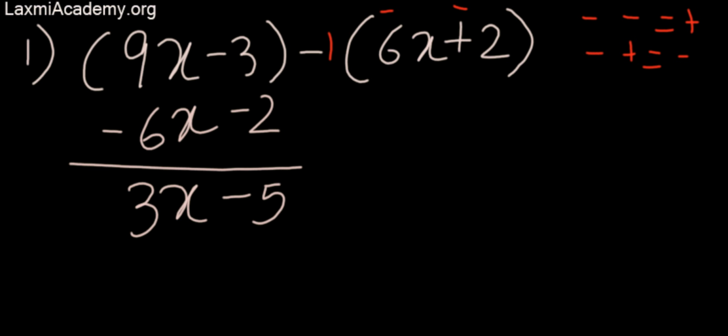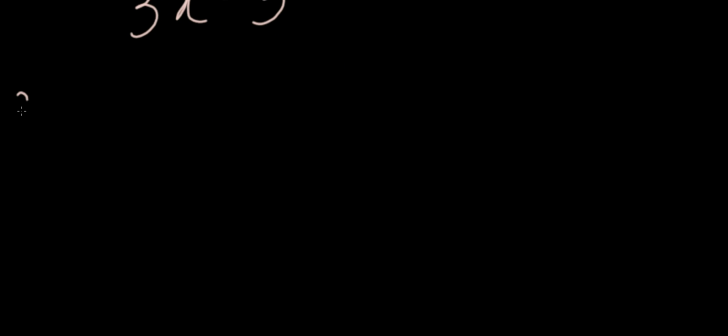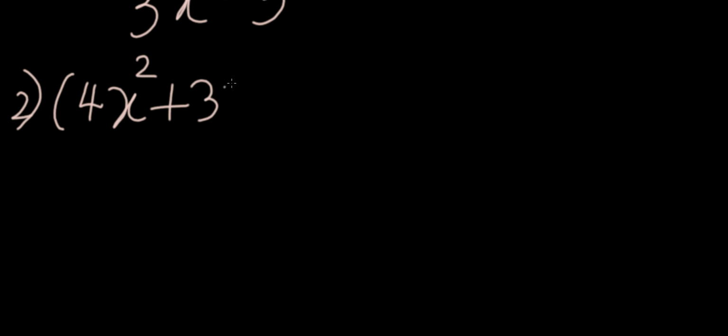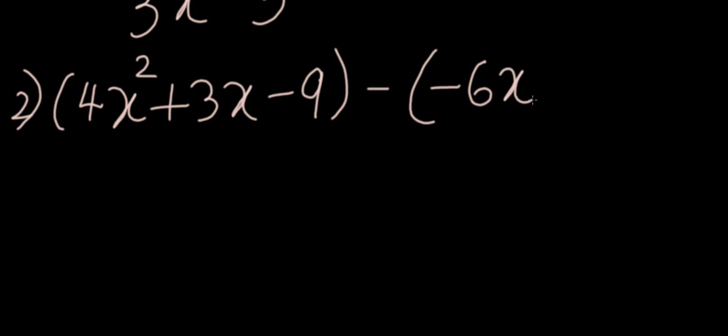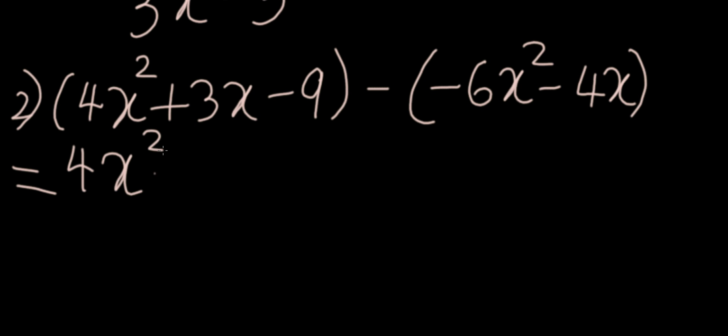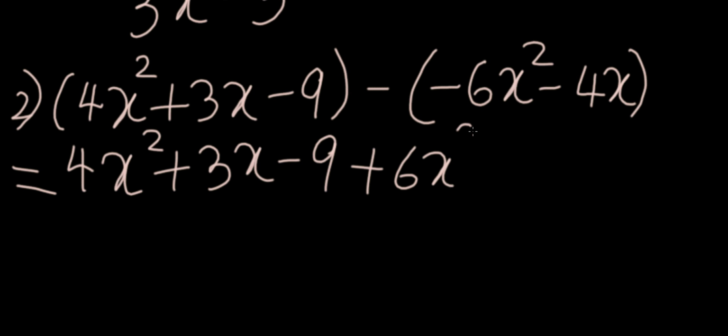Okay, and now let's look at a little bit more complex problem. 4x square plus 3x minus 9 and then minus 6x square minus 4x. Now here all these terms remain the same, so I'm going to rewrite them. 4x square plus 3x minus 9, and there is a negative sign here, so you can either do multiplication, negative times negative positive, or just change the sign. So negative 6x square will be positive 6x square and negative 4x will change to positive 4x.